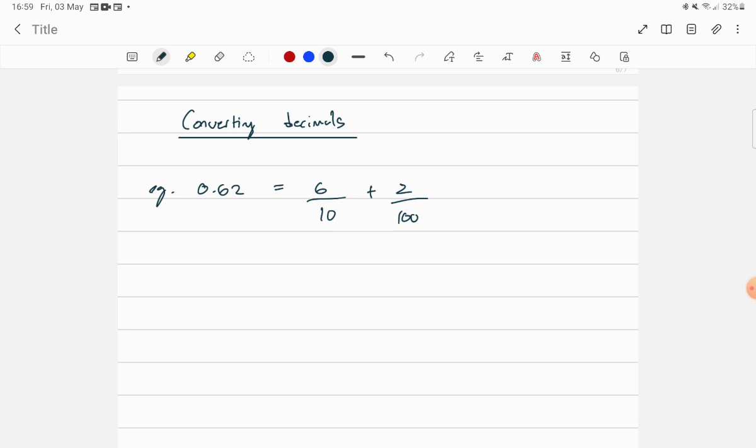And then again, you would have to use your LCD here, because this is technically addition of fractions. So this is times by 10, times by 10 for your LCD of 100. So you would get 60 plus 2 all over 100, which is 62 over 100, or otherwise simplified, divide that by 2, divide that by 2, you get 31 over 50.